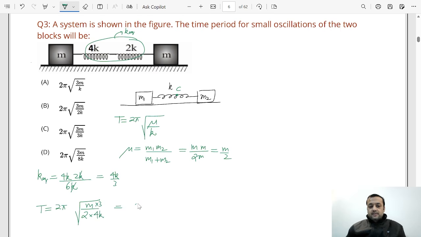Okay, so what is the answer? 2 pi into under root of 3m by 8K. Okay, and basically option D is matching. Yes, so I hope you have understood. Moving on.